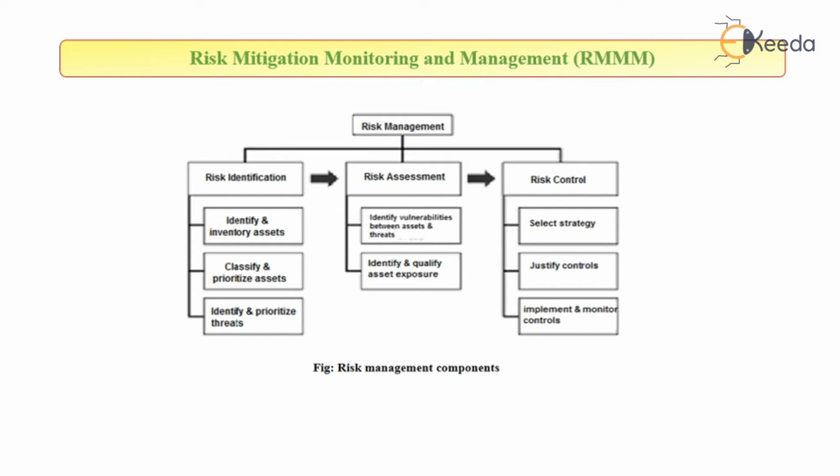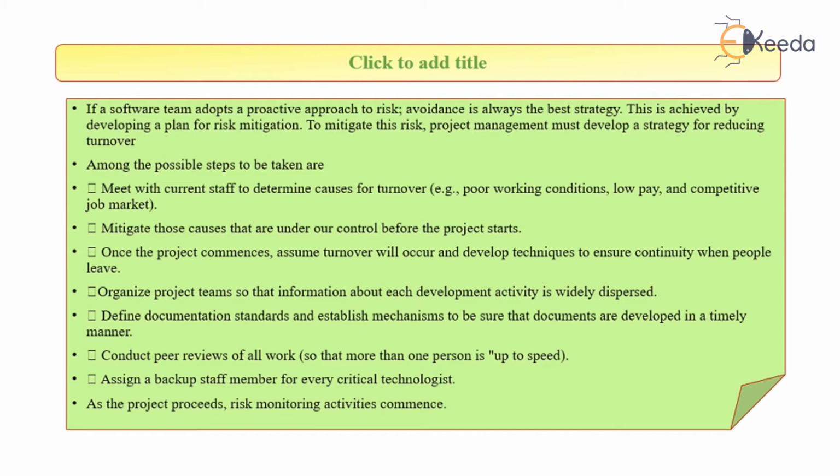After that, there is risk assessment, which is to identify the vulnerabilities within the software and the threats associated with it, and to identify and qualify the asset exposure. Risk control: in order to control the risk, strategies have to be selected. We have to justify the control method, and implement and monitor those controls. Now, the software management team can select one of two strategies: a proactive risk management strategy or a reactive risk strategy.